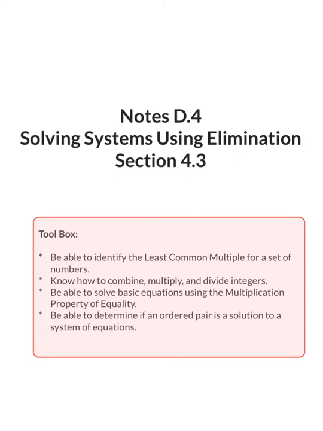The second method for solving systems of linear equations using algebra is called the elimination or addition method. In order to be able to do this, you need to be able to identify the least common multiple for a set of numbers. Remember that this is similar to the least common denominator. You need to know how to combine, multiply, and divide integers. Be able to solve basic equations using the multiplication property of equality, and be able to determine if an ordered pair is a solution to a system of equations.